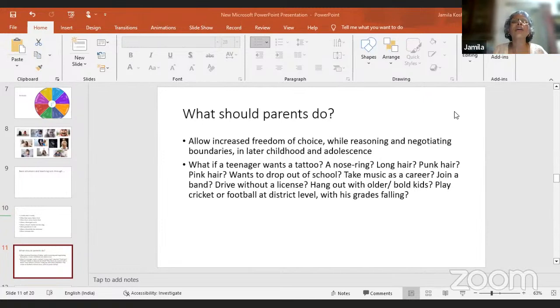So which of these do you think would require a lot of negotiating and setting boundaries? Which of them would you pass over? Let's hear what you all say. Tattoo. Tattoo is very serious, Mr.